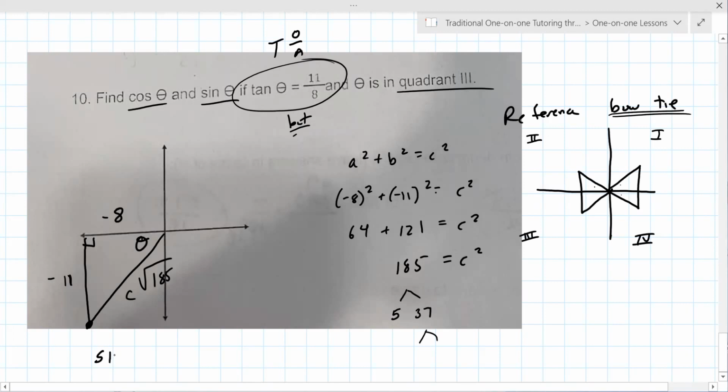So sine of theta is the opposite over the hypotenuse. It's negative 11 over the square root of 185. The cosine of theta is the adjacent over the hypotenuse. It's negative 8 over the square root of 185.